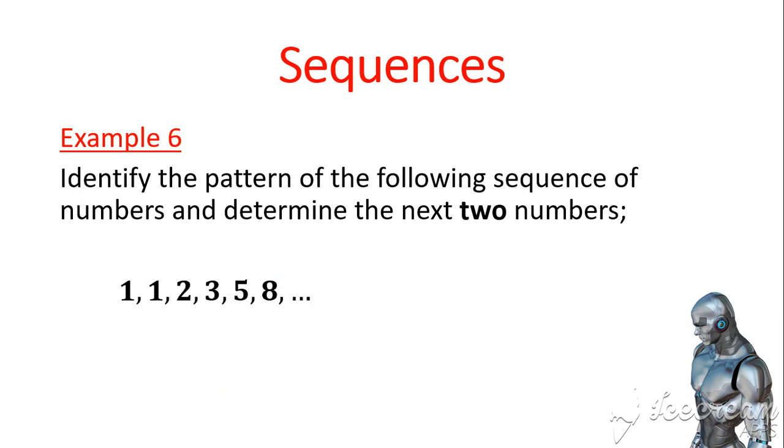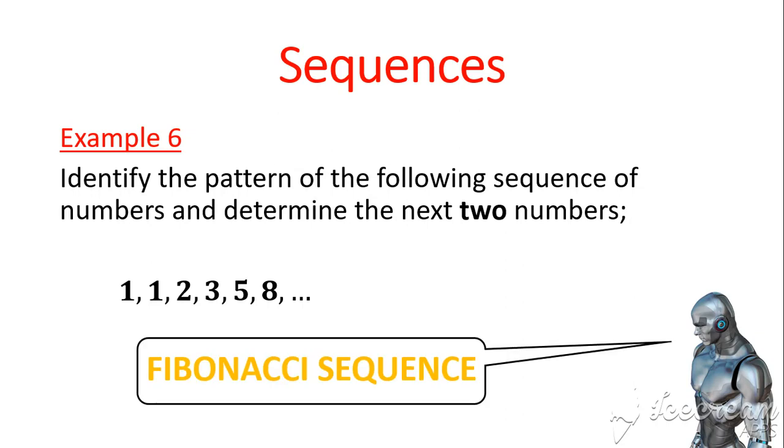Right, here's another pattern of numbers. 1, 1, 2, 3, 5, 8. This is a tricky one. Not many people have come across this type of sequence. It's called the Fibonacci sequence, named after a great mathematician called Fibonacci. I'm not going to tell you how to work out the next numbers. You need to go and research that. But the next numbers are 13 and 21. Do some research on the Fibonacci sequence.